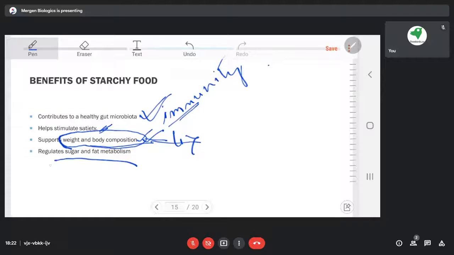Again, the sugar and fat metabolism, which is the most important thing. As I have told you, starch breaks down into glucose and it will give us blood glucose, and it will give us the energy.